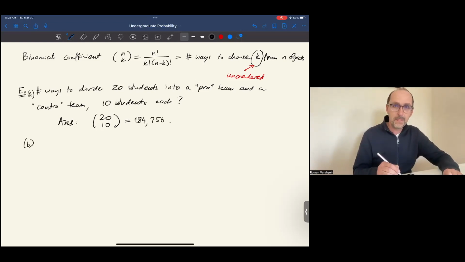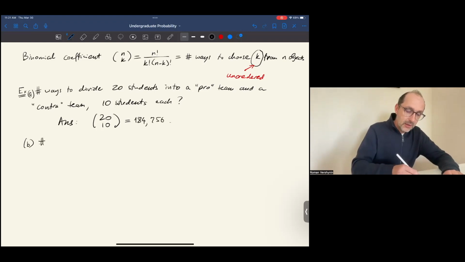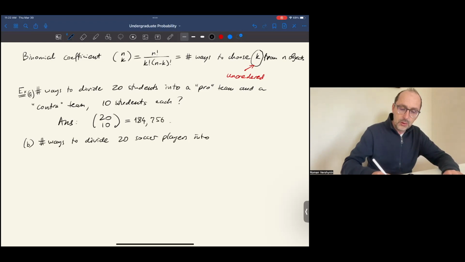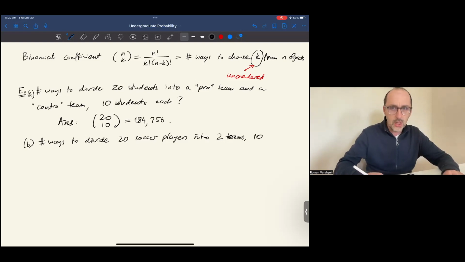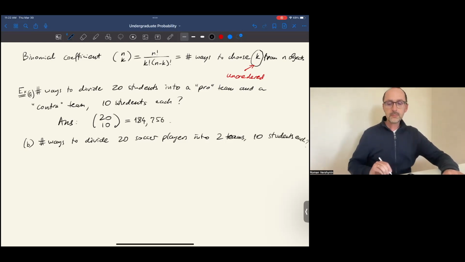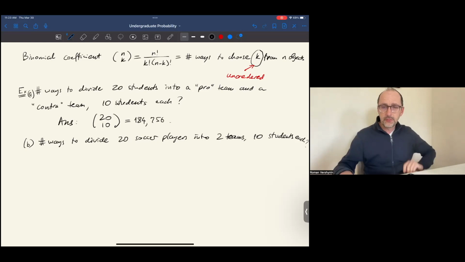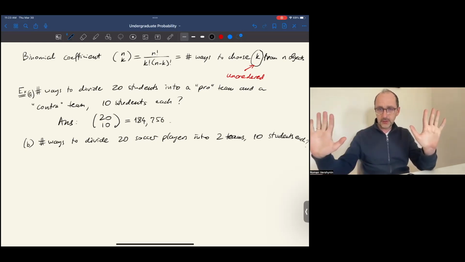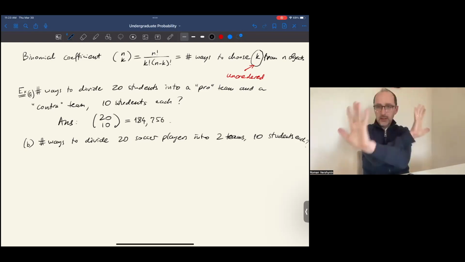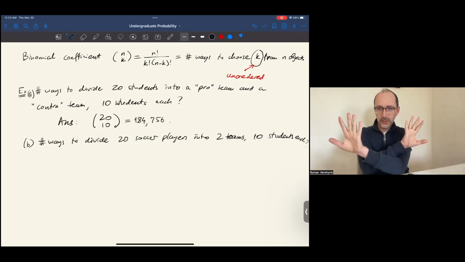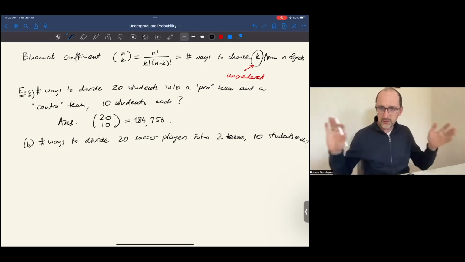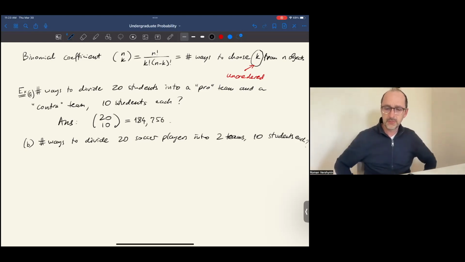A similar example, but a different one, is how many ways are there to divide 20 soccer players into two teams with no particular roles ascribed to each of the teams. It's 10 students in each team. These teams have no roles. And so if, let's say, these 10 girls go here and these 10 girls go here, that's one way. And if we do it the other way around, we don't count it as a different way. For us, it just matters how the girls are split. The roles of the teams are the same.